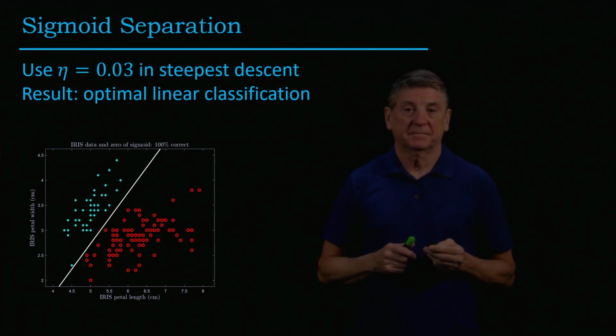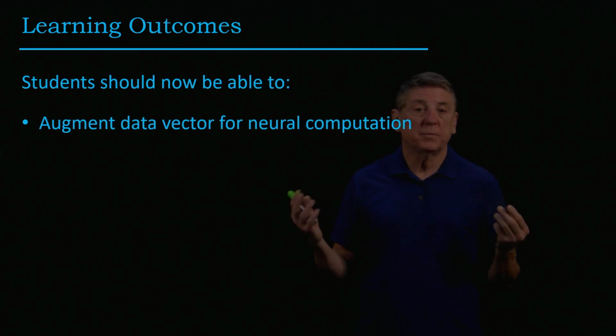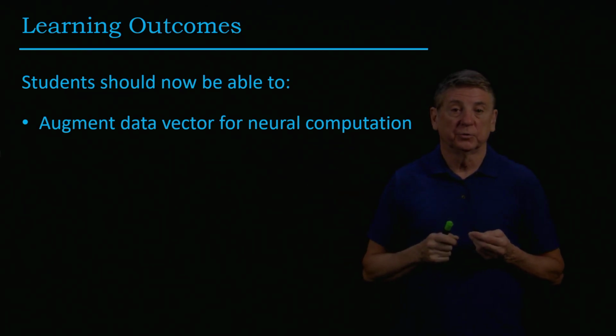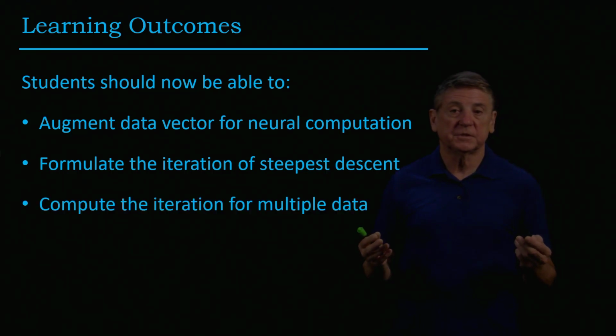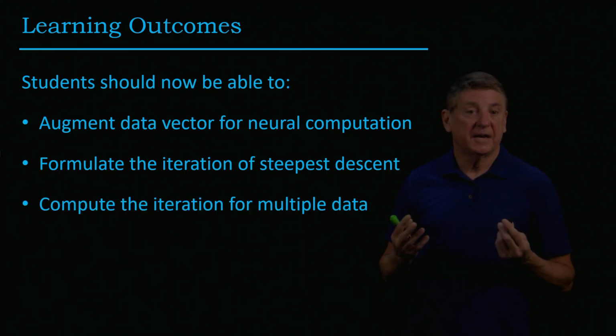So what have we learned in this class? Well, you should now be able to compute augmented data for the purposes of doing neural network computations. You should be able to formulate the iteration of steepest descent, and you should be able to compute this iteration using multiple data as we just observed.